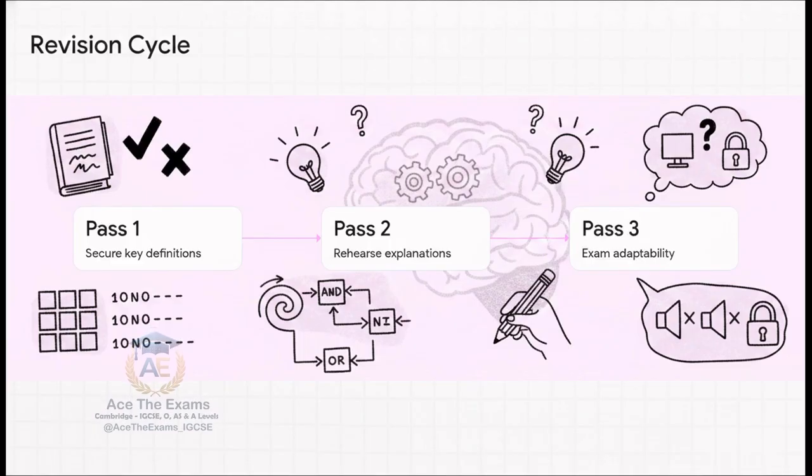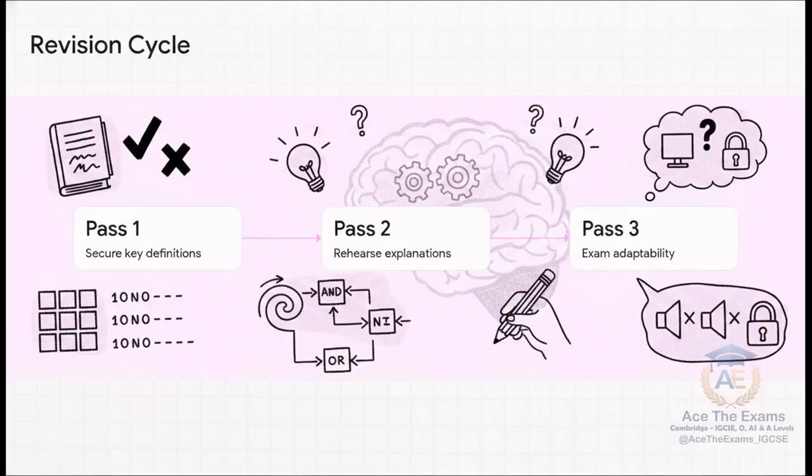Pass 1. Secure your key definitions and contrasts. You must deeply understand the difference between validation and verification, or denary and binary. Pass 2. Rehearse explanations and diagrams. Get a whiteboard and actually write out the sequences and draw the logic circuits from memory. And pass 3, which is honestly the most important, focus on exam adaptability. Practice taking the core theory of binary and applying it to a secure communication scenario one day and a media processing scenario the next. Adaptability is everything.